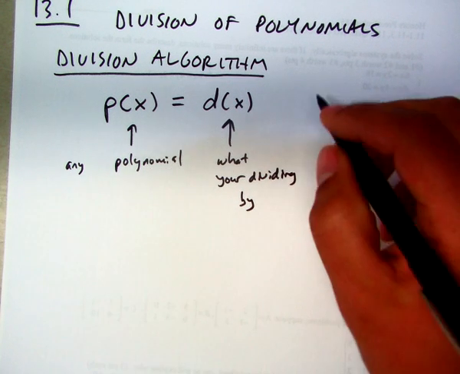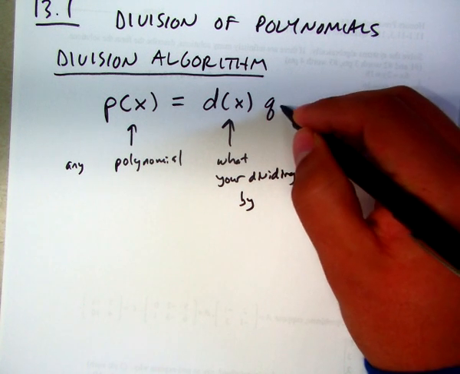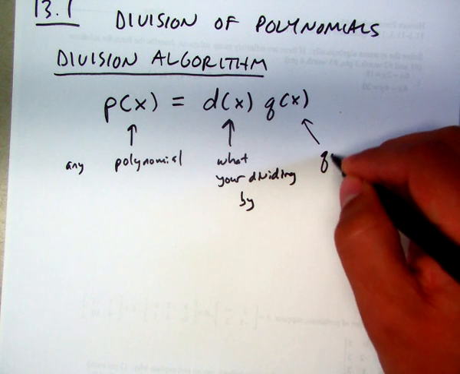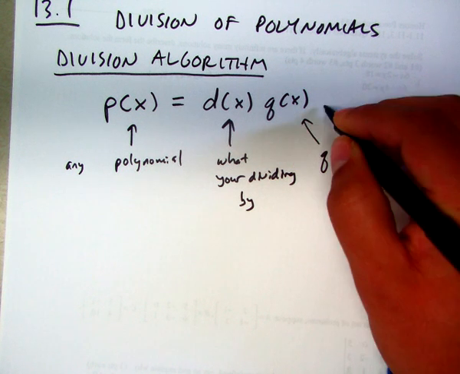Times the quotient plus a remainder. Mr. Gonzalez?